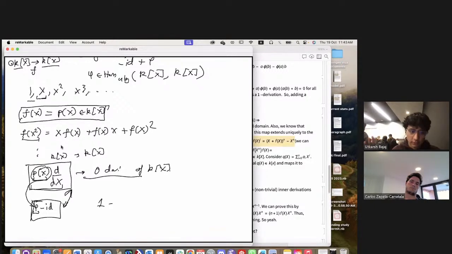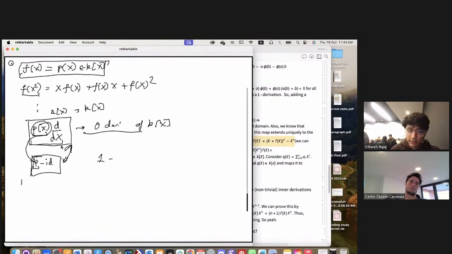You can also have a non-trivial class of derivations of arbitrary weights, in this case weight one. So I'm just going to write down the next step for me. So this is what I've done till now.